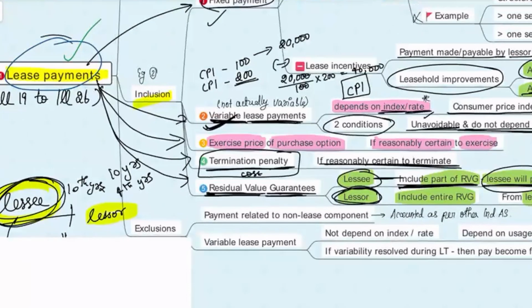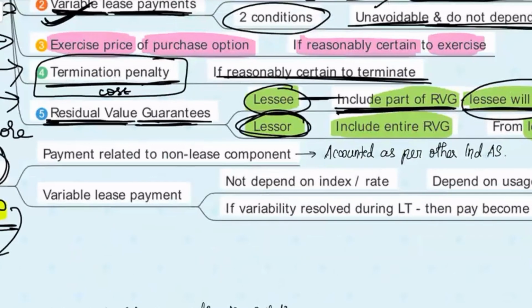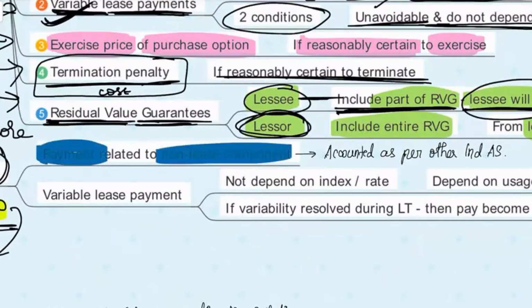When you're calculating these lease payments, there are a few exclusions that you have to keep in mind. That means when you're calculating this lease payment, do not take these into consideration. Directly ignore them. First is payment related to a non-lease component, if any. Only the lease components you have to take into consideration. If you are making any payments related to a non-lease component, that means, suppose, for goods or services, then don't include it in your lease payment and find out the present value and show it as lease liability or ROU asset. Just ignore it. It will be accounted as per other INDs. It will not come here.